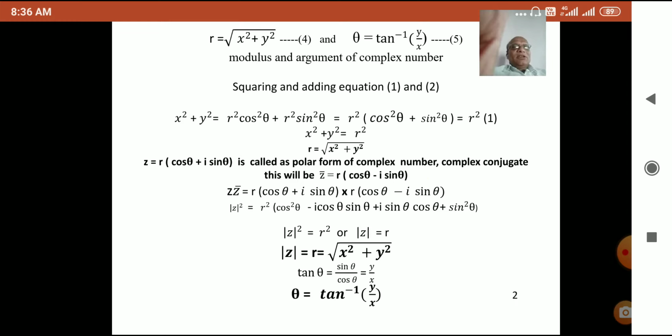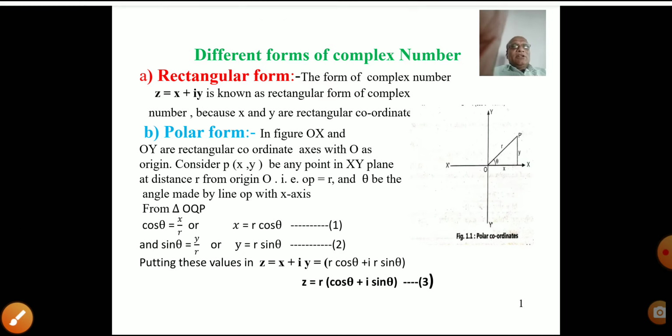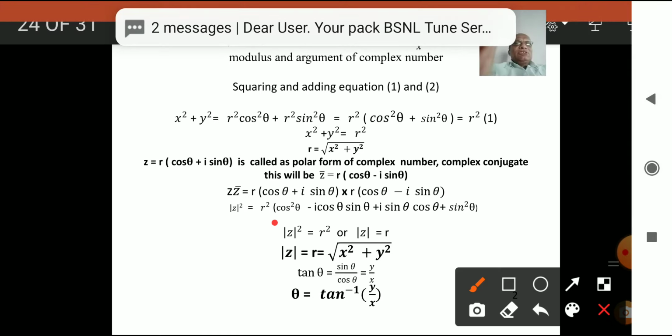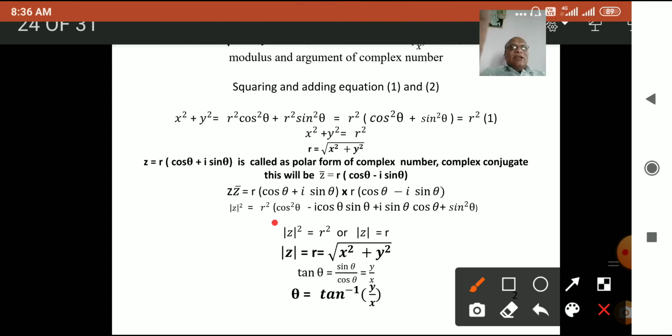Now after simplification we get this value: z z̄ = |z|² = r², because plus and minus get cancelled, and sin²θ + cos²θ = 1. So we get |z|² = r², or |z| = r. So |z| = r, and r = √(x² + y²), which we have proved already.